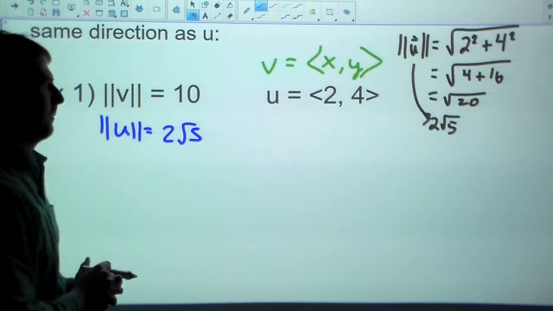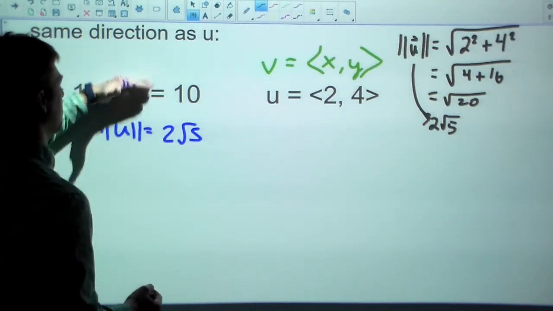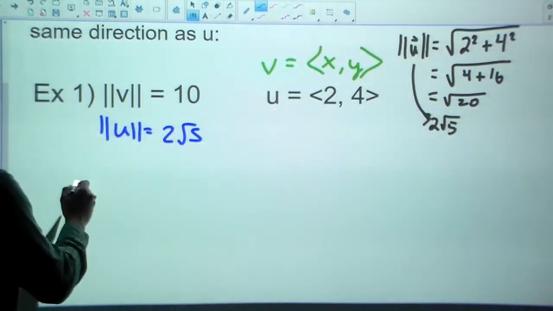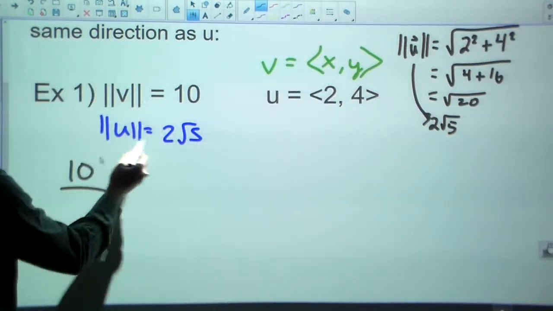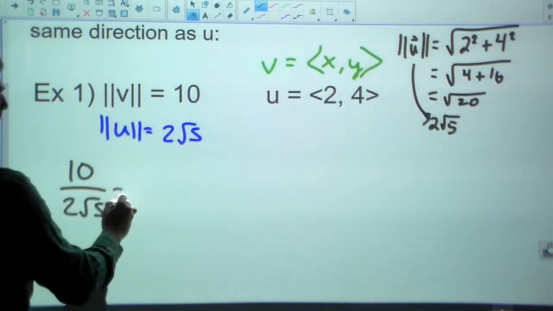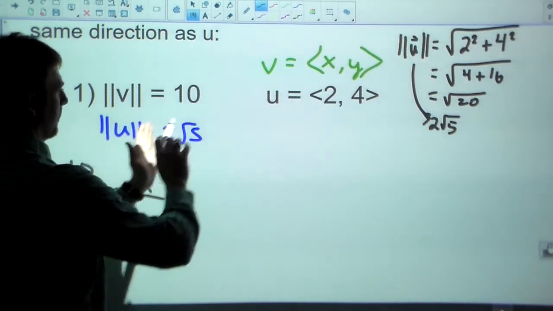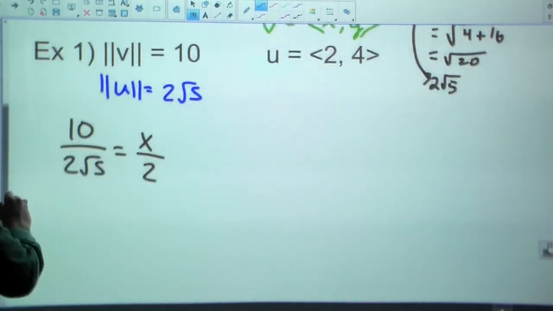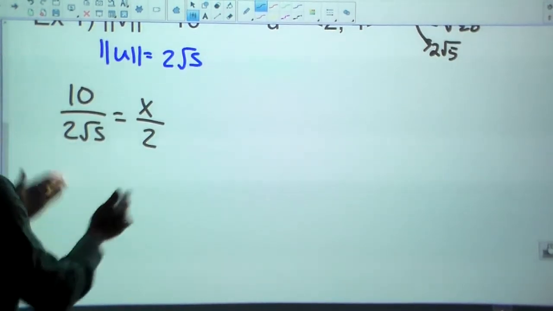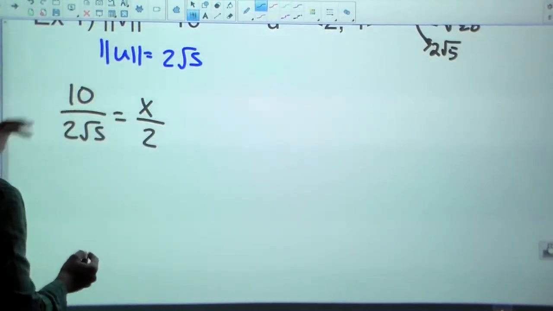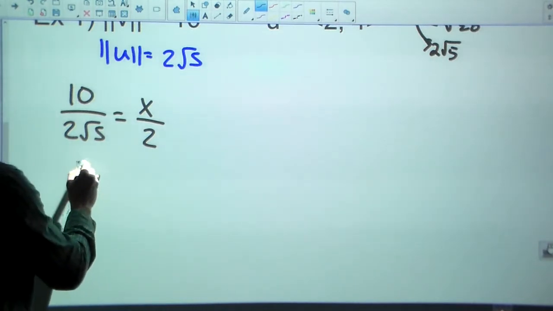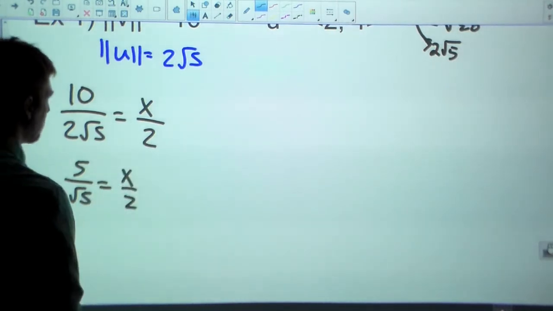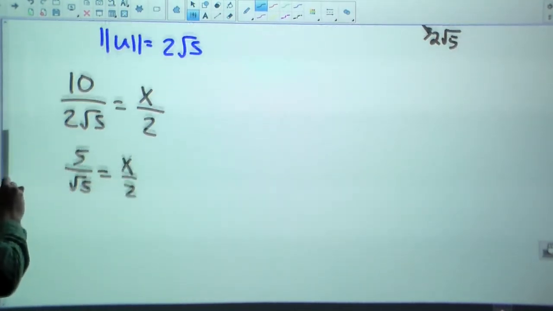What I'm going to do to figure this out is set up a proportion where I compare the magnitudes of u and v to the x, or horizontal, components of those vectors. The magnitude of v is 10, the magnitude of u is 2 square root of 5. I don't know the horizontal component of v, but I do know the horizontal component of u is 2. So I've got a proportion set up. Now I can cross multiply, that's fine, but I'm going to go ahead and reduce this, I think it's going to make things a little easier. So that's going to be 5 over square root of 5 equals x over 2, just so it's smaller numbers to work with later on.